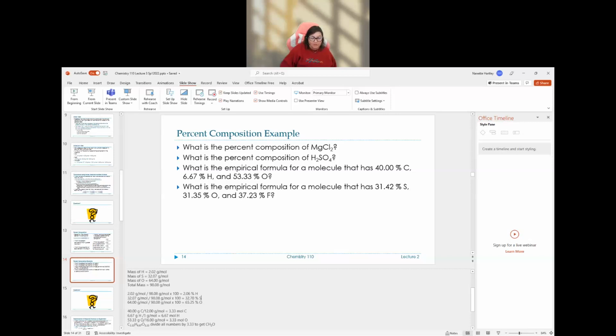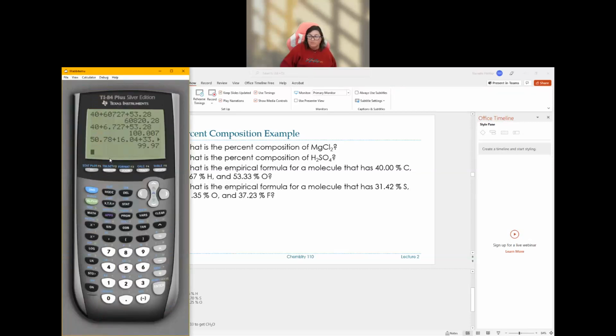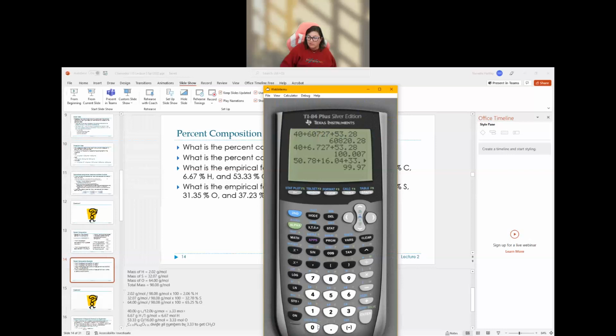Now again, just to check, I like to check things. Of course, it's not going to let me resize that. Well, isn't that awesome? Let me move this over here. 2.06 plus 32.70 plus 65.25.